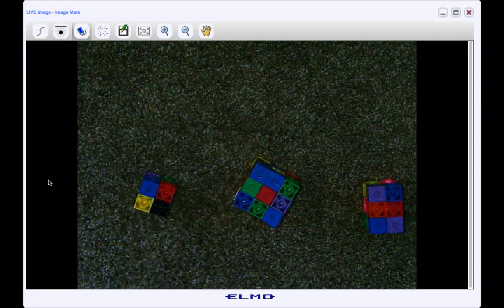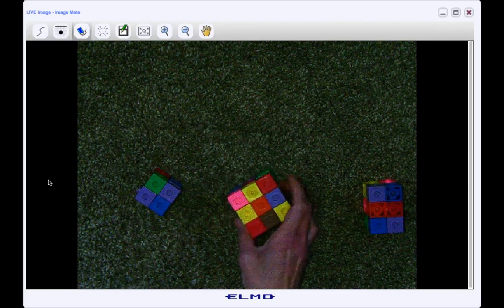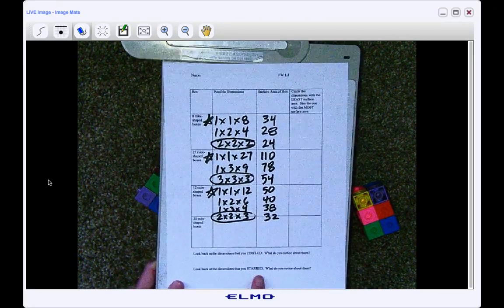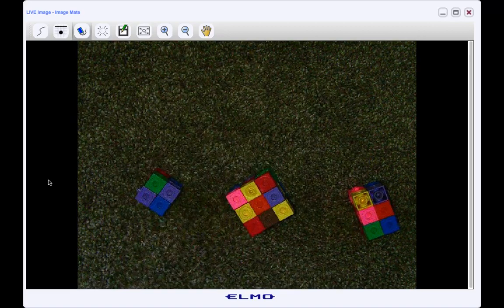Did you notice they were pretty compact? The dimensions were all pretty close to each other. 2 by 2 by 2, 3 by 3 by 3, 2 by 2 by 3. Okay, so look back at the dimensions that we starred. What do you notice about the ones that we starred?